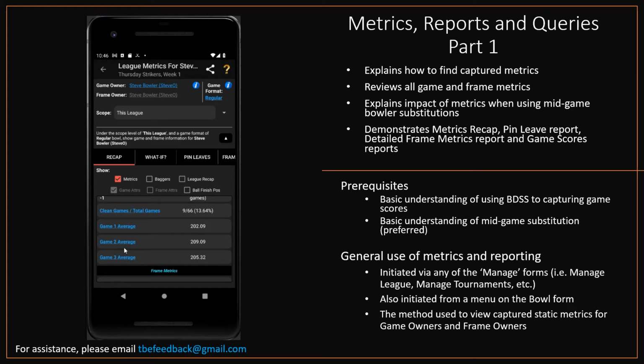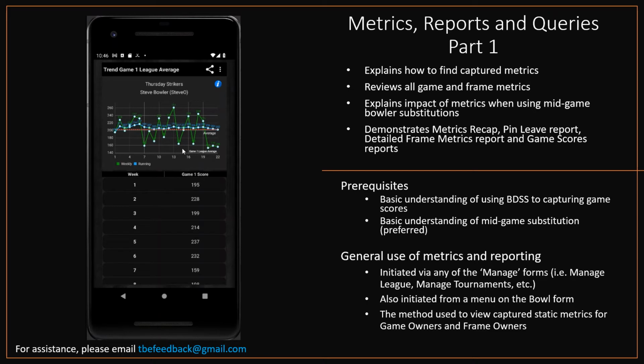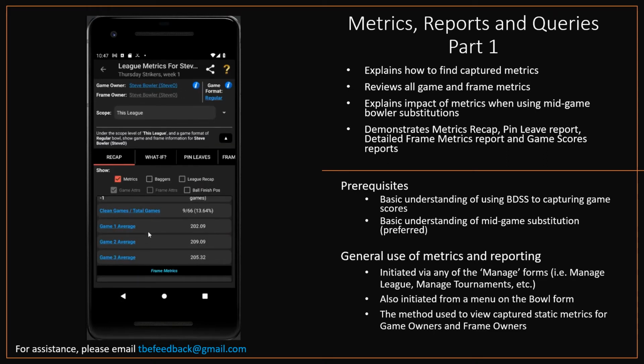So for example, I'll click Game 1 average. The trend form will open, showing me a weekly and running trend since the beginning of the league. You could see by the blue line on Steve's Game 1 average, his highest was between weeks 1 and 8 or so, and then it started to level off. And on the bottom of the form, you'll see all the raw data that was being graphed. So there's lots of good information here. Let's go back to the recap form.